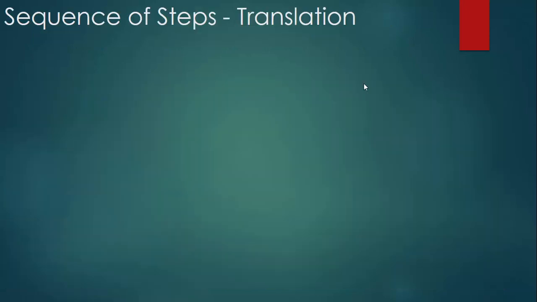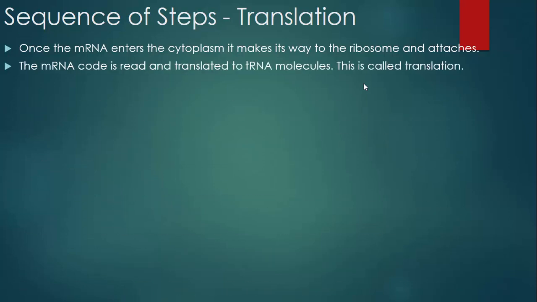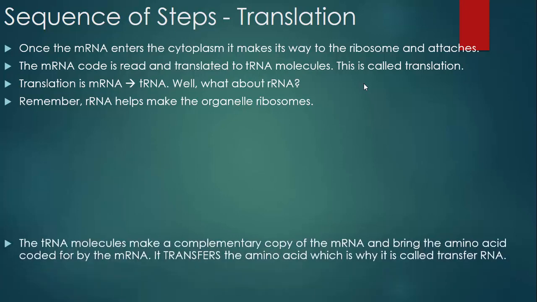So after we've done transcription, we need to do translation. So once the mRNA enters the cytoplasm, it's going to make its way to the ribosome, and it's going to attach to that ribosome. The mRNA code is read and translated to tRNA molecules, and this is called translation. So translation is going from mRNA to tRNA. Well, what about that rRNA? Where does that come in? Well, remember, rRNA helps make the organelle ribosomes, so it's not involved in transcription or translation.